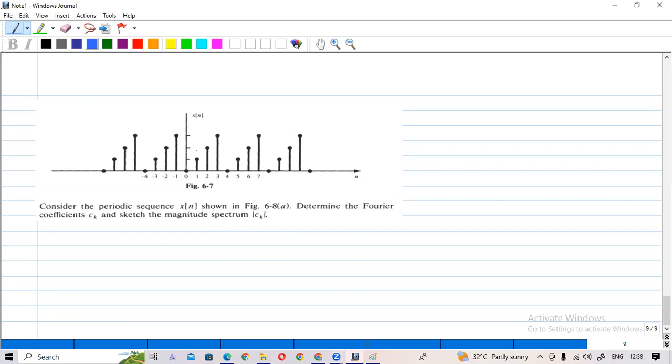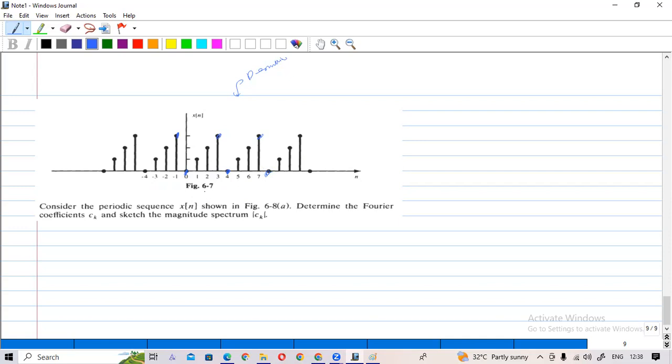First, this should be a periodic signal. You can note that this is a periodic signal. If you consider any sample, say this one, it is repeating here again. The samples are repeating. So this is a periodic signal and you have to find this period.